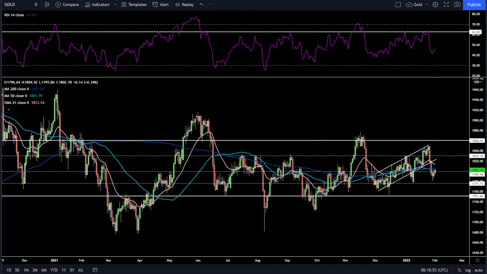So targets-wise on the upside, I'd like to see what happens around these moving averages here. Maybe a push higher around this 1815 area, and on the downside 1775 would be the target, which it got quite close to recently.